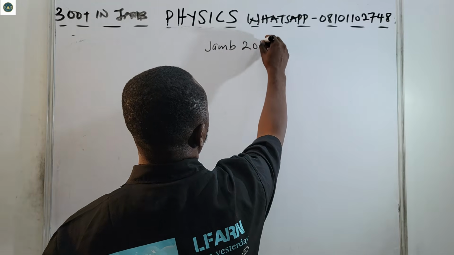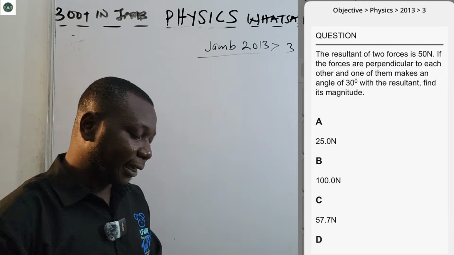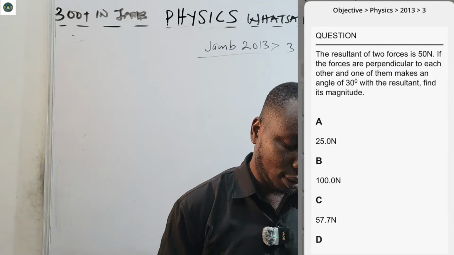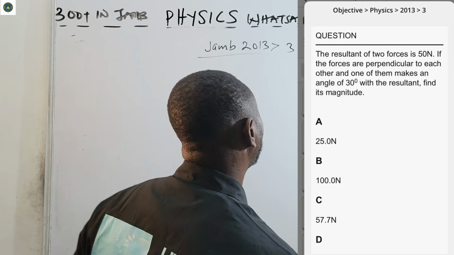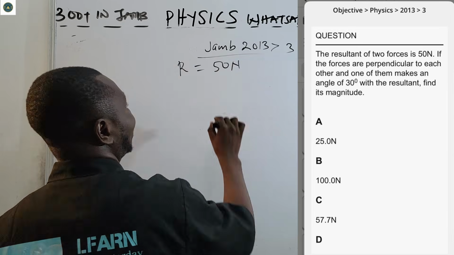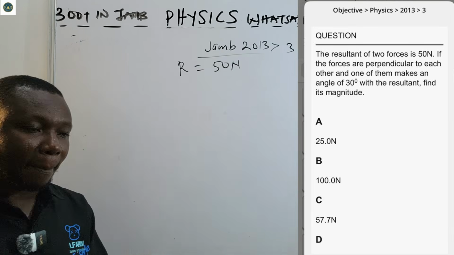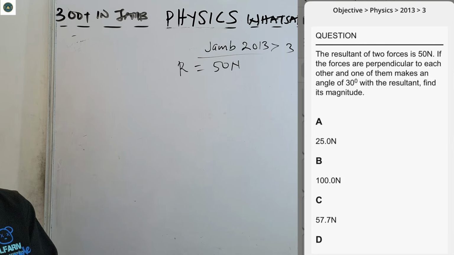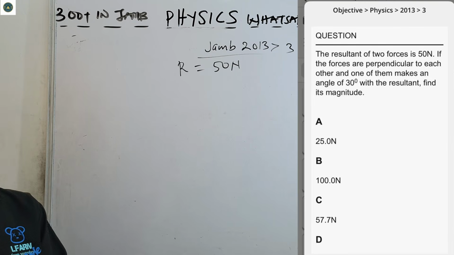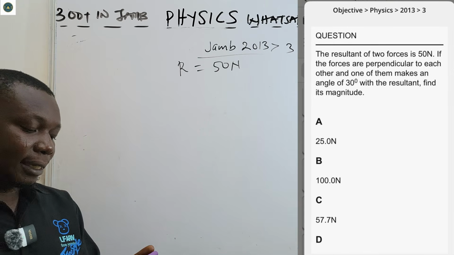JAMB 2013, Question 3. It said the resultant of two forces is 15 Newton. That means we already have the resultant. The resultant R is already given. Now, if the forces are perpendicular to each other, and one of them makes an angle of 30 degrees with the resultant, find its magnitude.